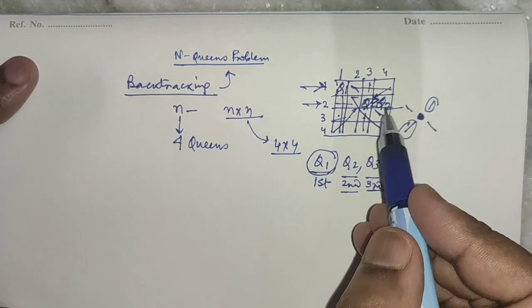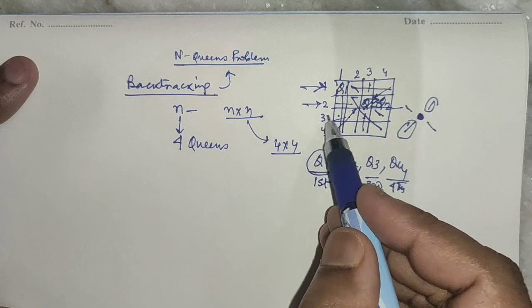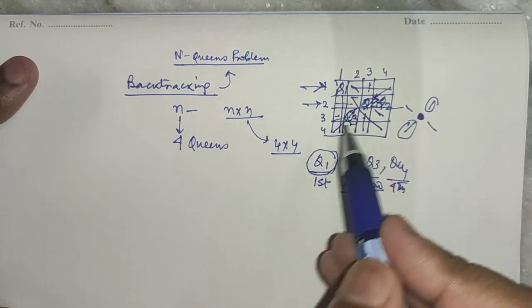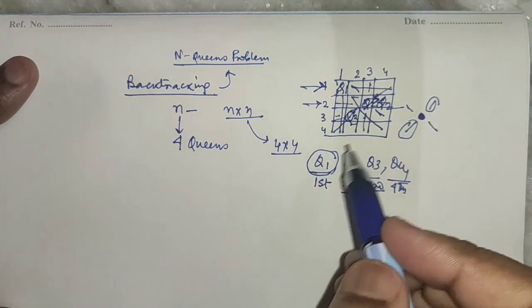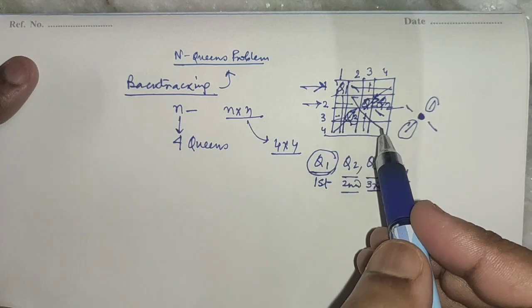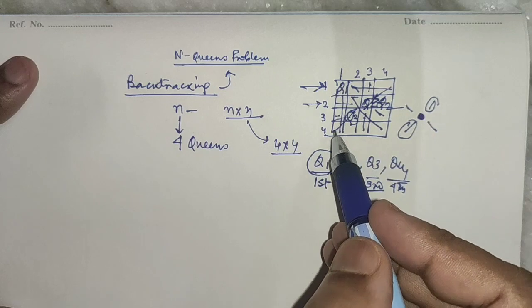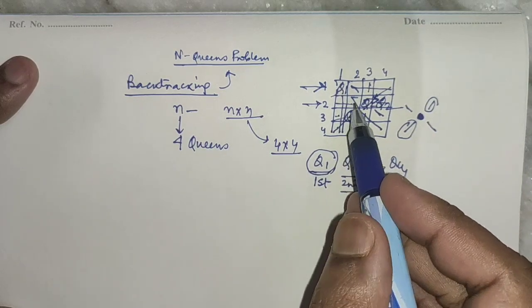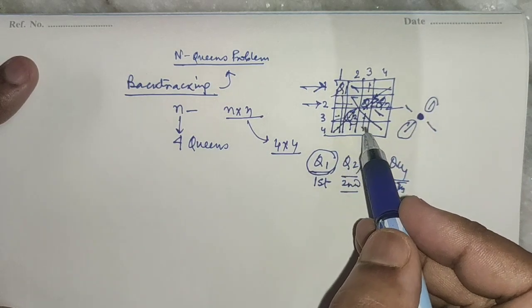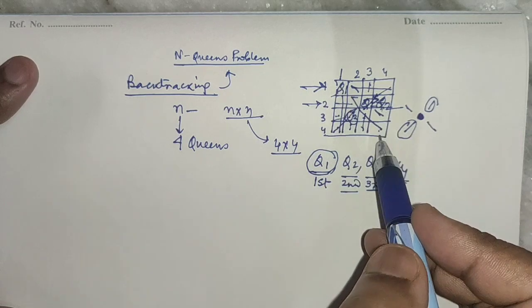If this is the place, then row 3, column 2 is the safest place for queen 3. But if you do it, in the entire fourth row you will not find any suitable position for queen 4, because this one is blocked, this one is blocked, this one is blocked, this one is blocked.